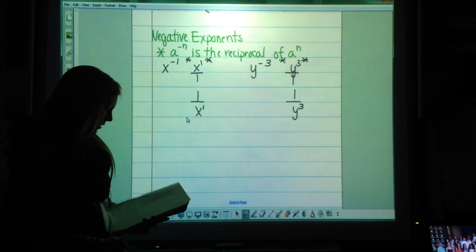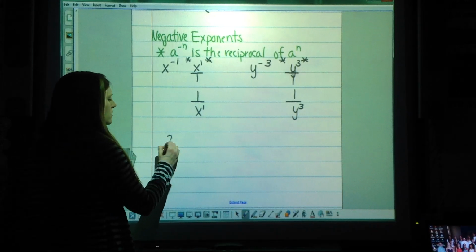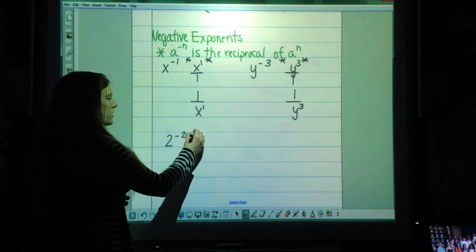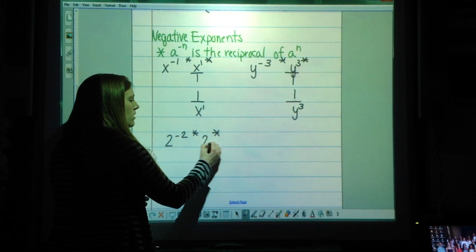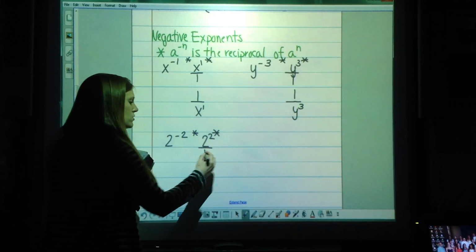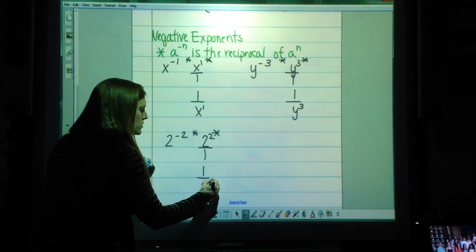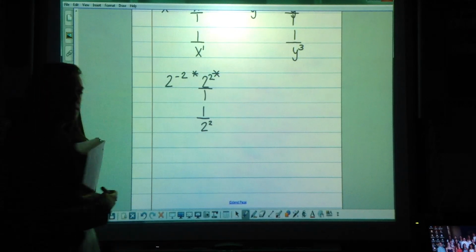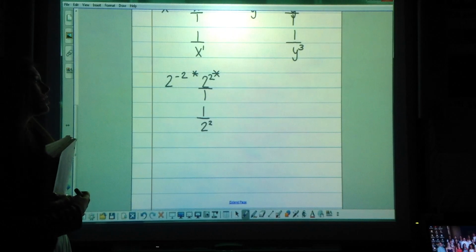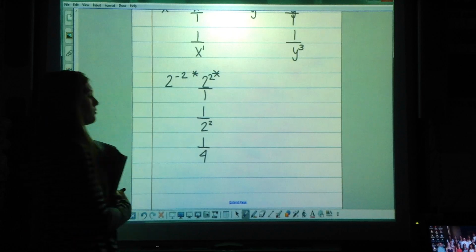Let's try 2 to the negative second. What you are thinking is you want to find the reciprocal of 2 squared. So here's 2 squared as a fraction. The reciprocal would be 1 over 2 squared, and you're going to want to simplify so you don't have exponents in this situation. 2 times 2 is 4, so your actual answer is 1/4.